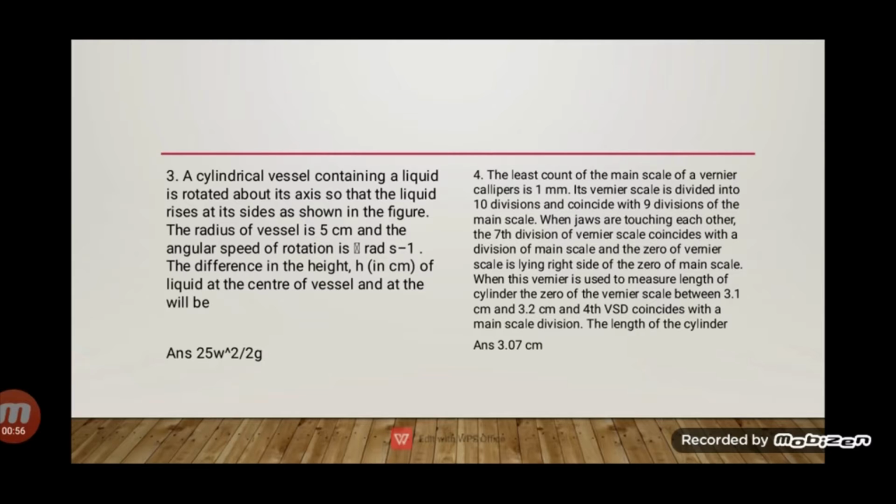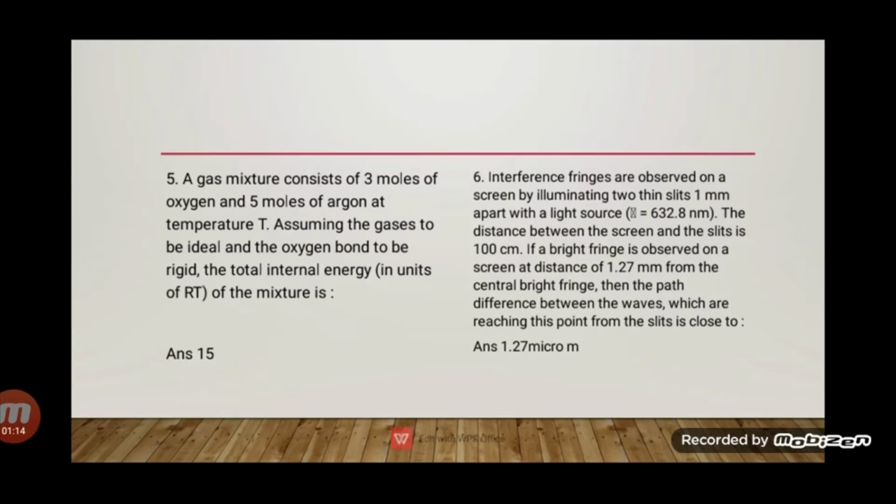The answer of the fourth question: the least count of the main scale of a vernier calipers is 1 mm. Then we have 10 VSD equals 9 MSD. It means 10 vernier scale divisions equal 9 main scale divisions. So the final answer of this question is 3.07 centimeter.